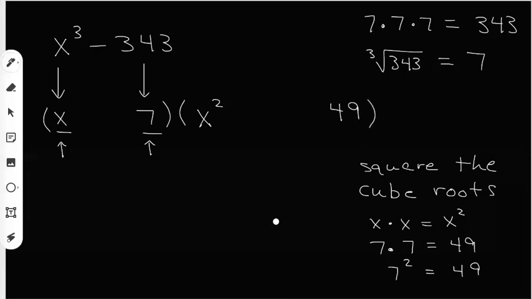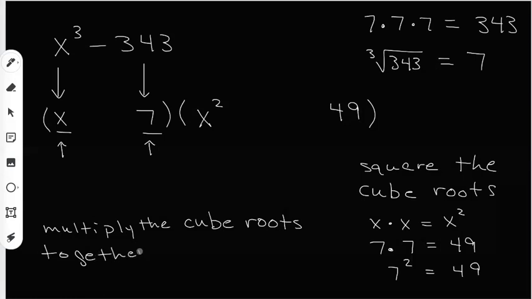The last thing that I need is the term in the middle. And to find the term in the middle, I need to multiply the cube roots together. So that x and that 7, I need to multiply together. So what is x times 7? That's going to be 7x. I put that right there in the middle. So I'm doing 7 times x equals 7x, and I put that in the middle.